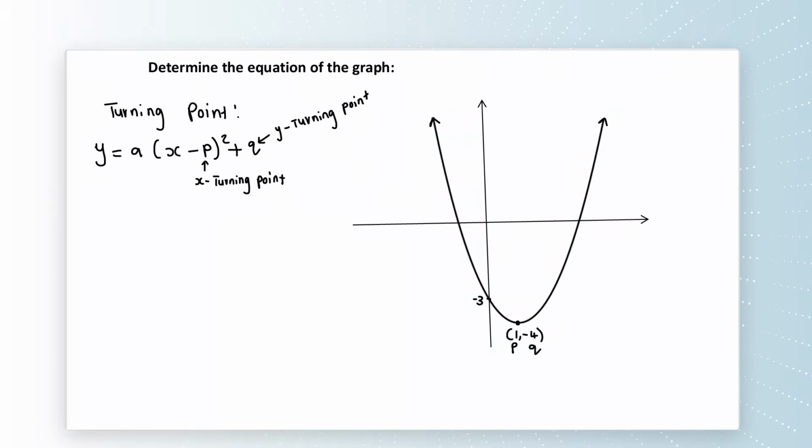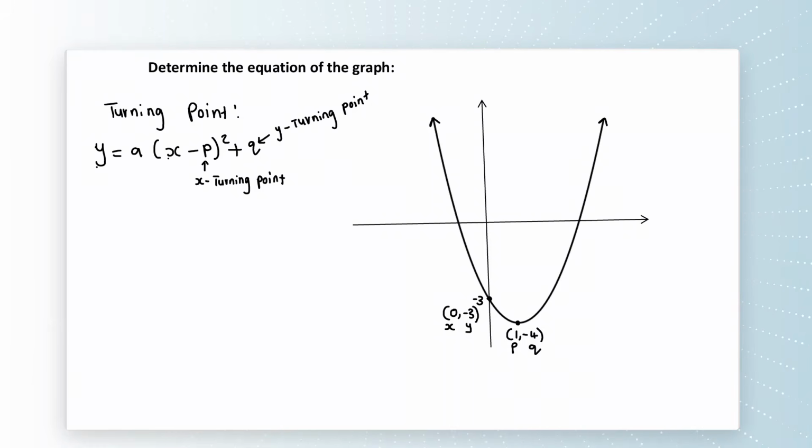Well done if you've guessed that we're going to use any other point on the graph. So the other point that we have here is the minus 3. We know that the X coordinate there is 0 because it's the Y-intercept. So we have 0 and minus 3. 0 is X, minus 3 is Y. So we have the Y, we have X, we have P, we have Q. We can go ahead and work out the value of A.